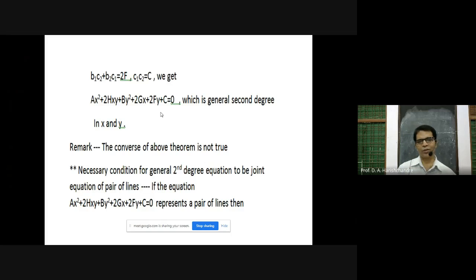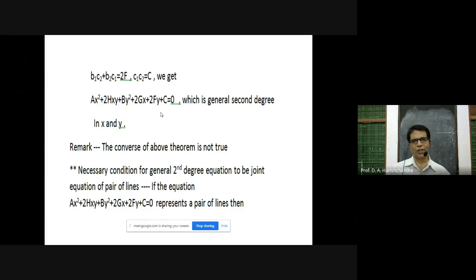Okay, so henceforth you have to keep in mind, if you are taking any two lines in the plane, their joint equation can always be converted into general second degree equation in x and y. Some remarks. Okay, the converse of the above theorem is not true. Now the question is that, if you are taking the joint equation of two lines in the plane, it can be converted into general second degree equation.